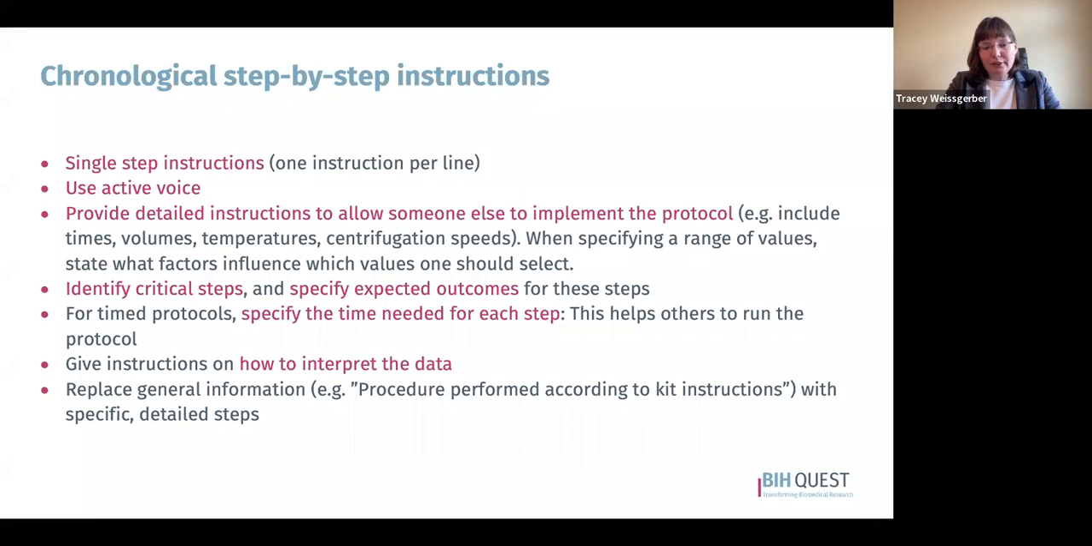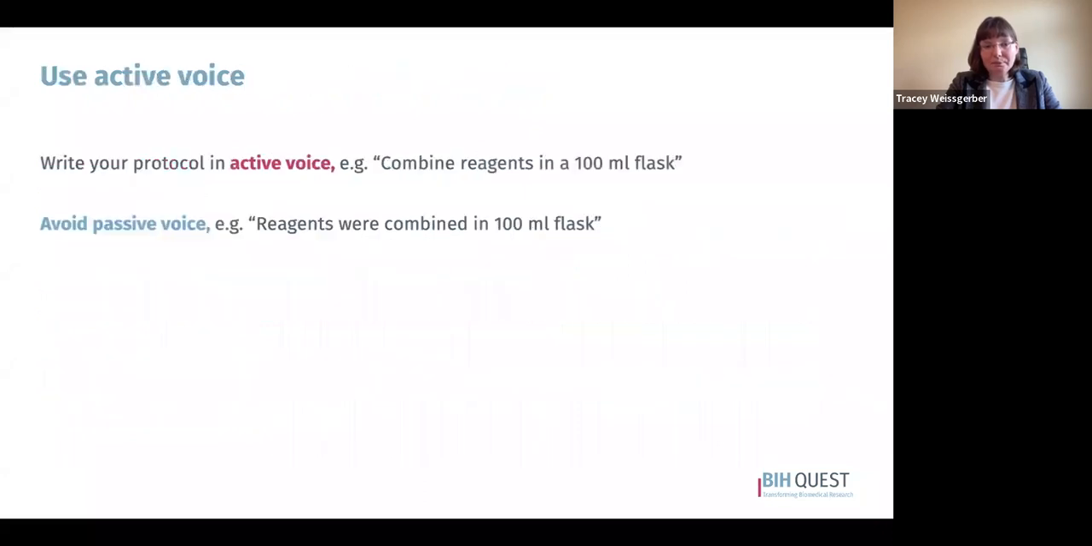You want to give instructions on how to interpret the data if your protocol is generating data. And you want to replace general information with specific detailed steps. So perhaps you're using a commercial kit for a particular part of your protocol. Instead of saying the procedure was performed according to kit instructions, you want to actually describe how that procedure was done, because the kit could change, things could be adapted in the future. So you want to have good documentation about exactly how each phase was done.